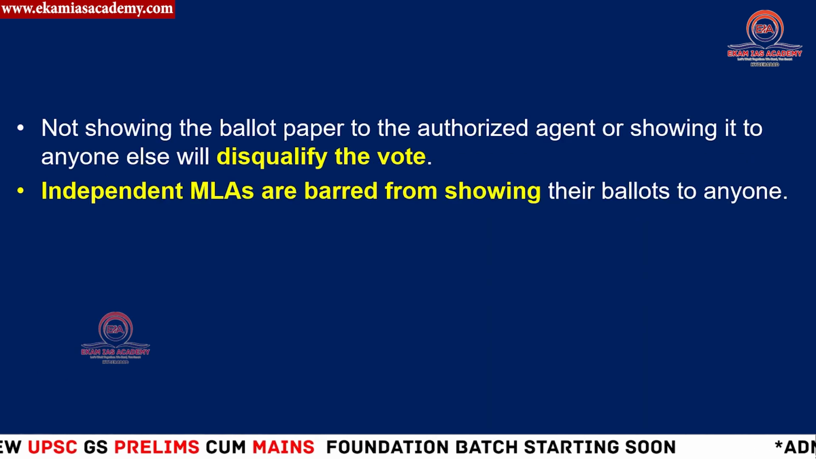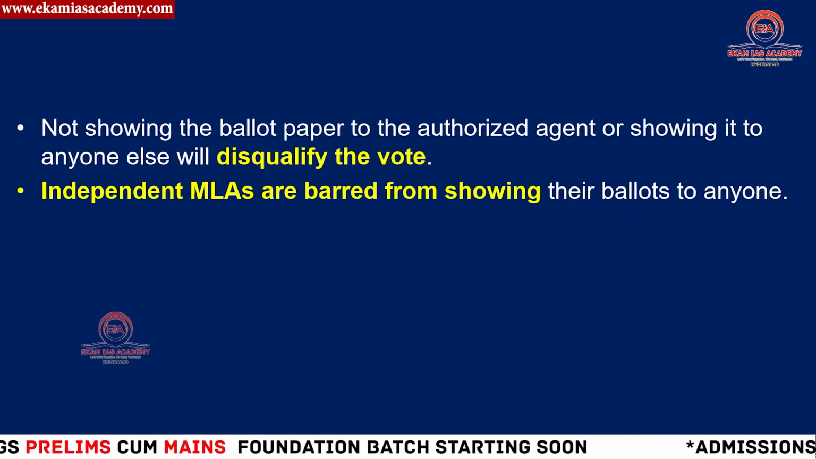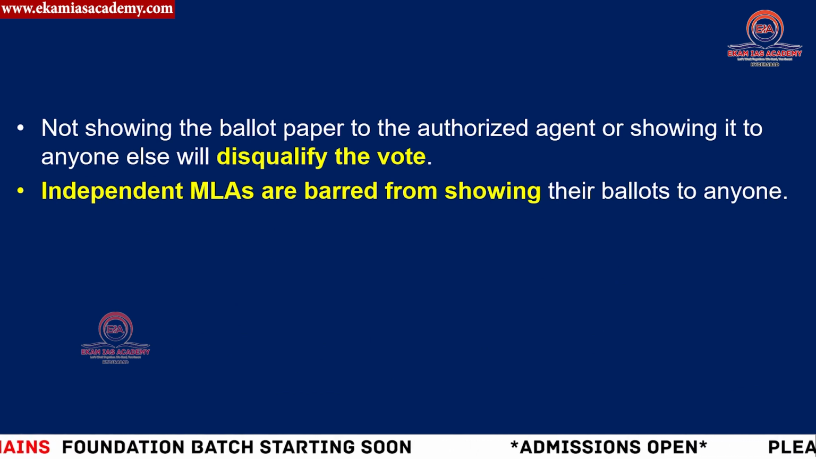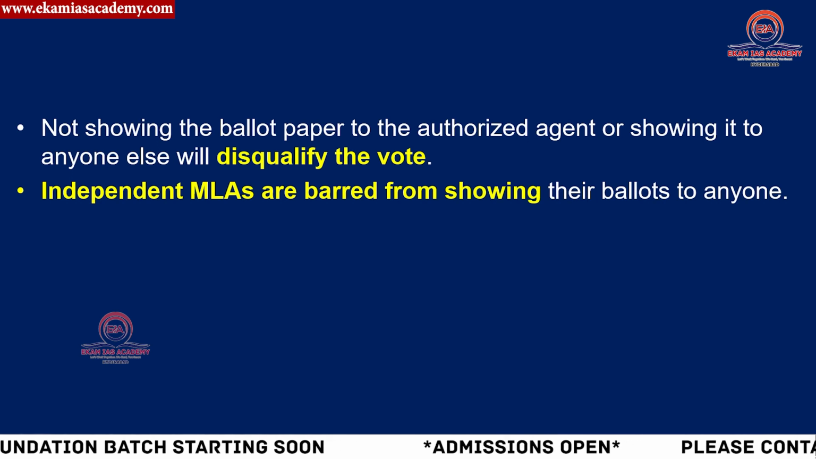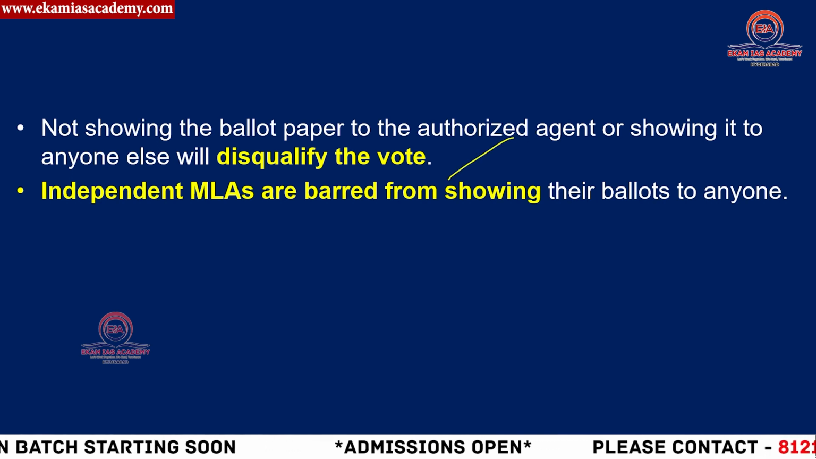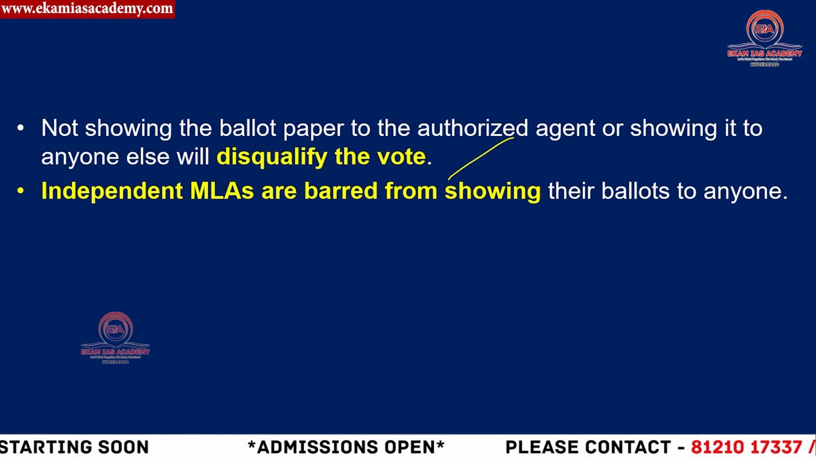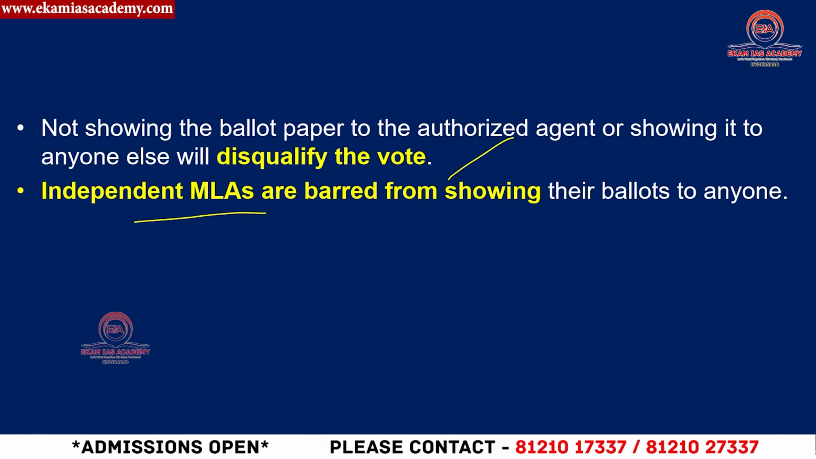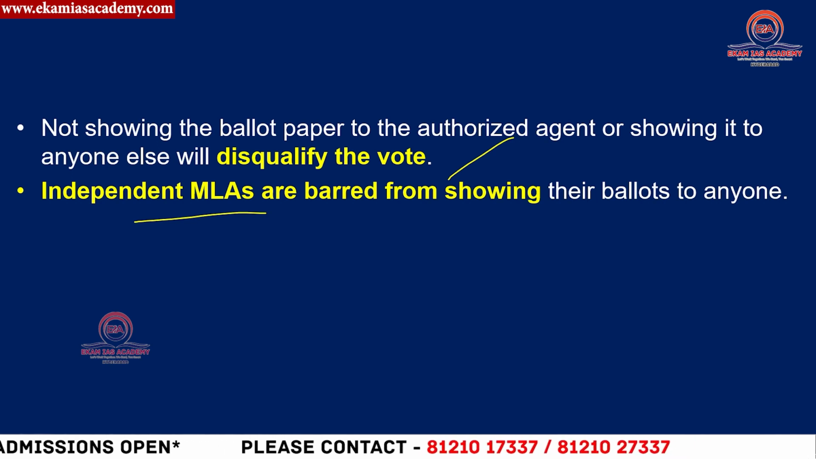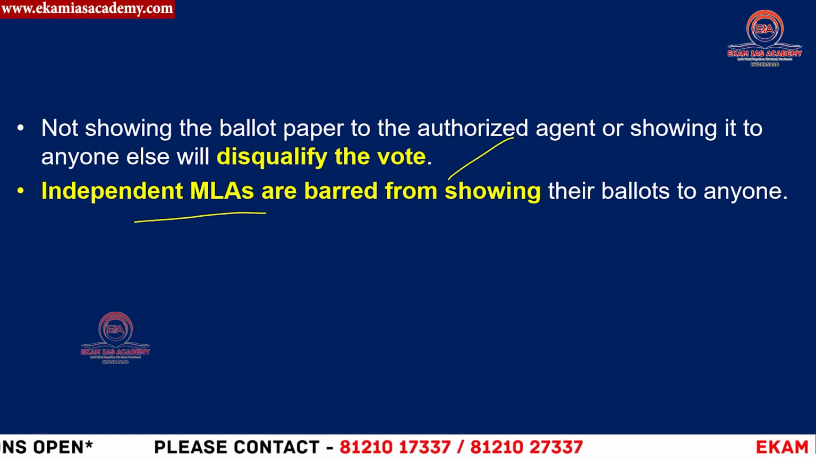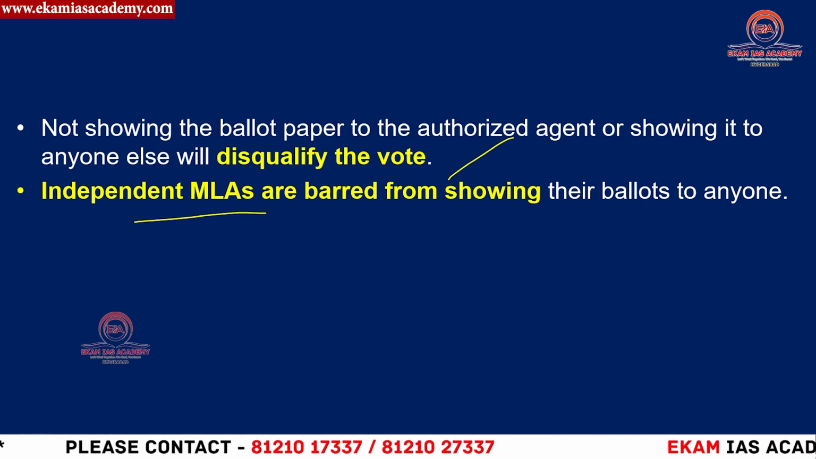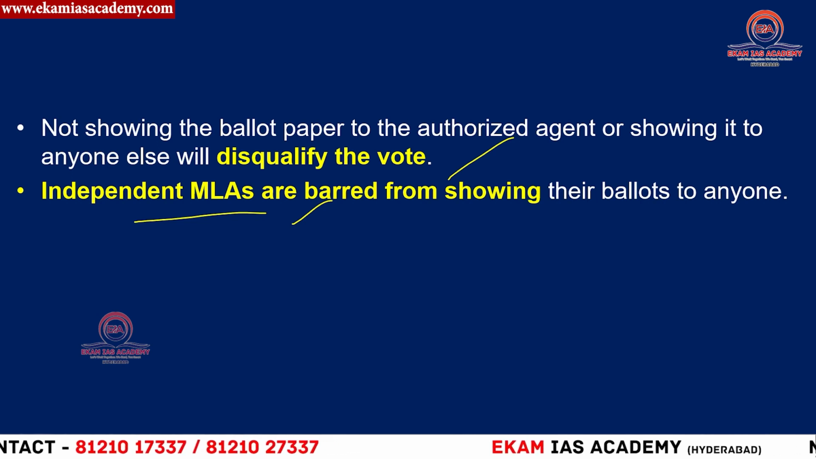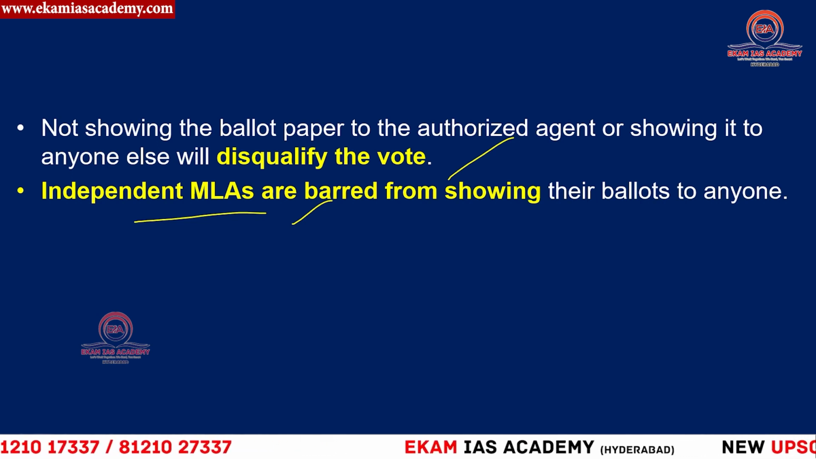Then you can understand, as I told you, that if he's not using the same ink color or if he doesn't show the vote to the authorized agent before casting it in the ballot box, then the vote of that particular person will be disqualified. That will not be counted. And as I told you, a party agent will be there for political party MLAs. But if any independent MLA has to vote in Rajya Sabha elections, then he need not show his vote to any party person because he doesn't have any political affiliation. That is what you need to remember, right?